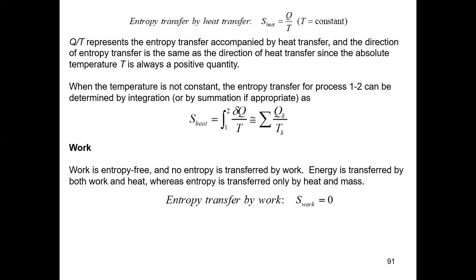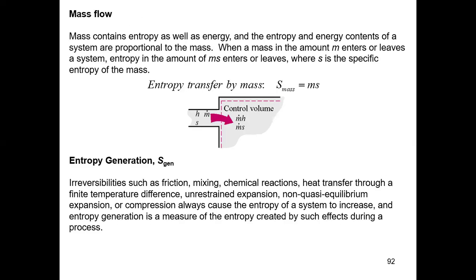S heat is equal to, going from state 1 to state 2, the integral of delta Q over T, or summation, which is almost equal to summation of Qk divided by Tk. Work is entropy free and no entropy is transferred by work. Energy is transferred by both work and heat, whereas entropy is transferred by heat and mass. Entropy transfer by work is 0.